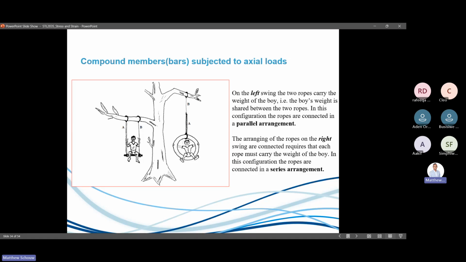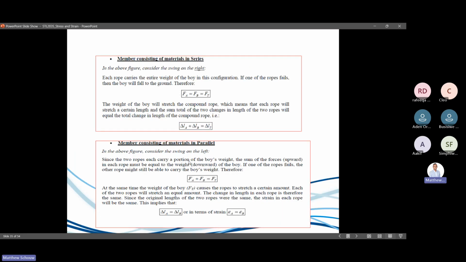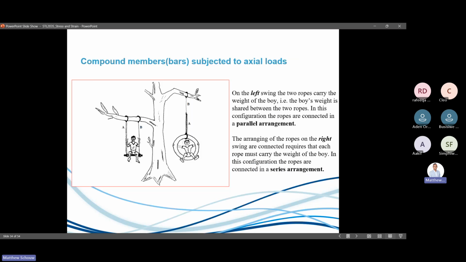Okay, so I explained to you. This over here is a parallel arrangement. This over here is a series arrangement, meaning that this one and this one follow each other, like two shafts. And let me just give you the maths because I see time is running out. So for a series arrangement, they're saying in the previous slide, each rope carries the entire weight of the boy in this configuration. So all the forces down are equal to all the forces up.